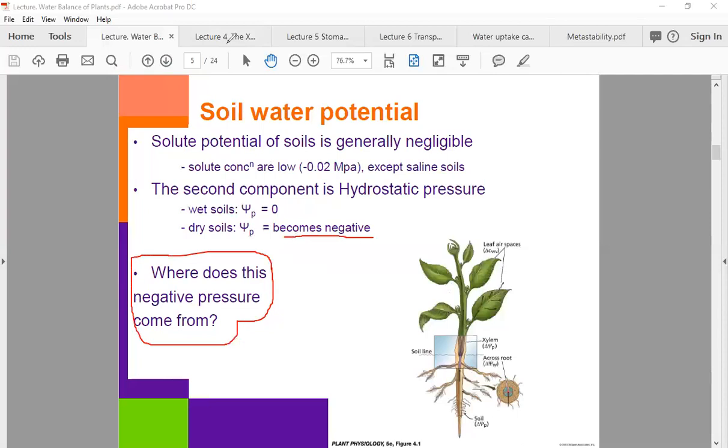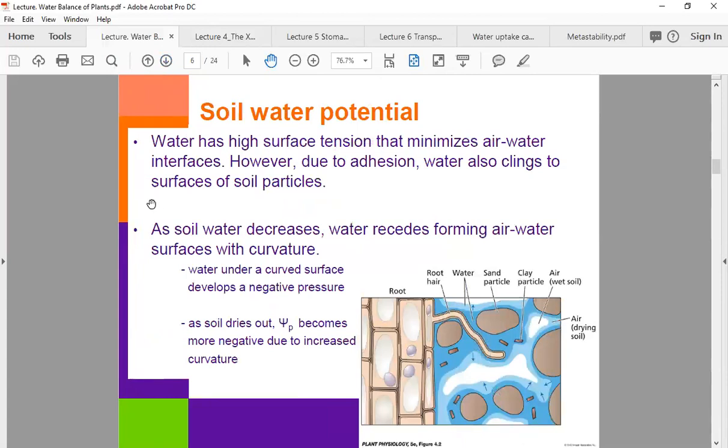Let's take a look at that. Negative pressure in the soil. All right, let's read a little bit here. Water has high surface tension. We know that. Water has very high surface tension, and this surface tension will minimize the air-water interface. However, due to the adhesive properties of water, water will also cling to the surfaces of the soil particles.